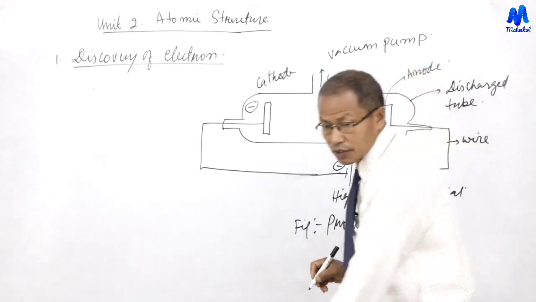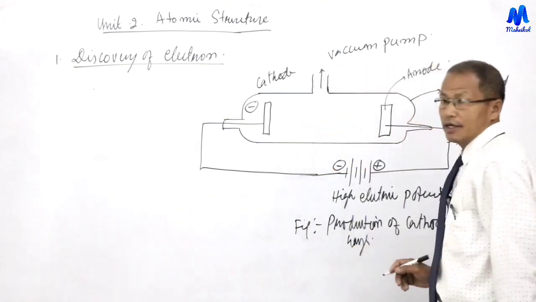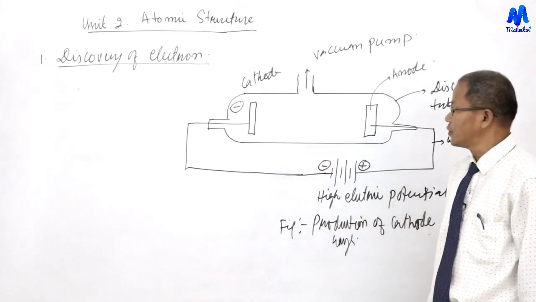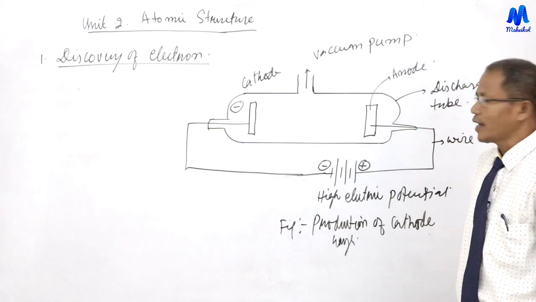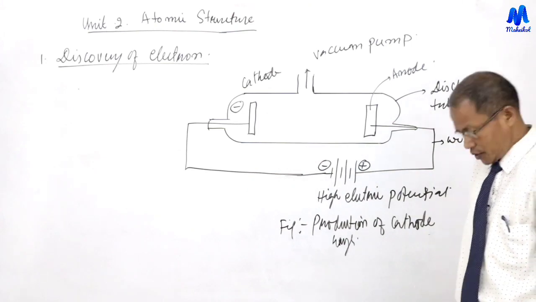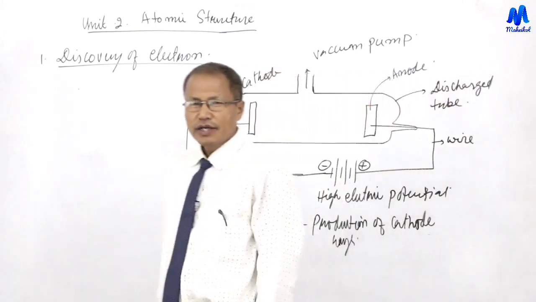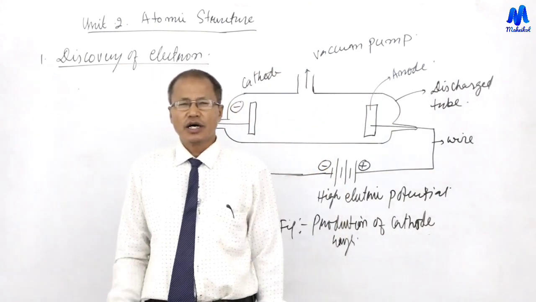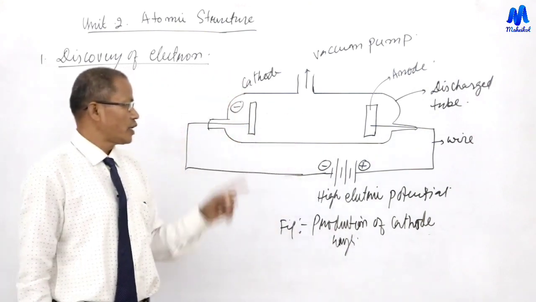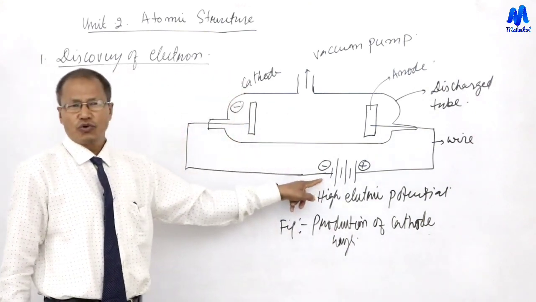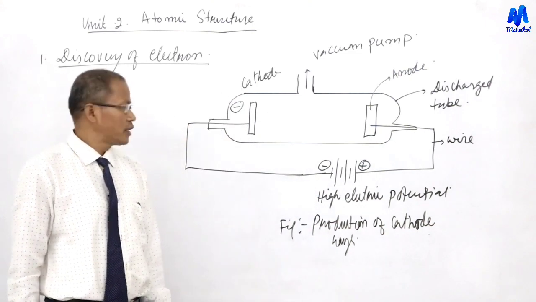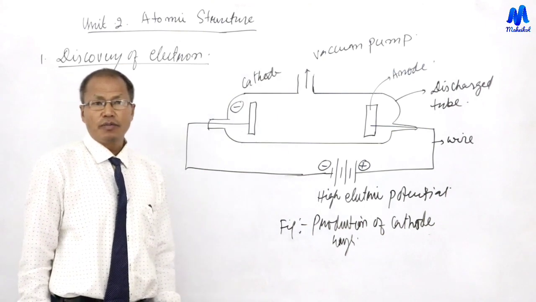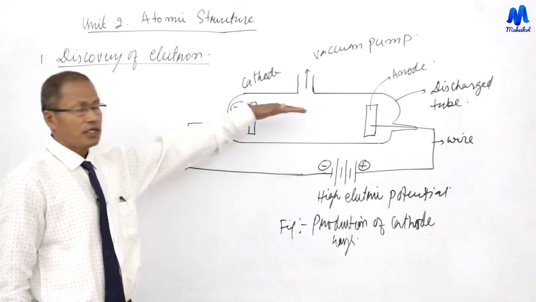Production of cathode rays. You see this U tube; it is known as the discharge tube. What is the discharge tube? The two ends are connected to two metal rods inside the tube. One is the cathode and the other is the anode. These two, the cathode and the anode, are connected to a high electric potential, that is, a high voltage. And the air present in the tube is pumped out to create a vacuum.